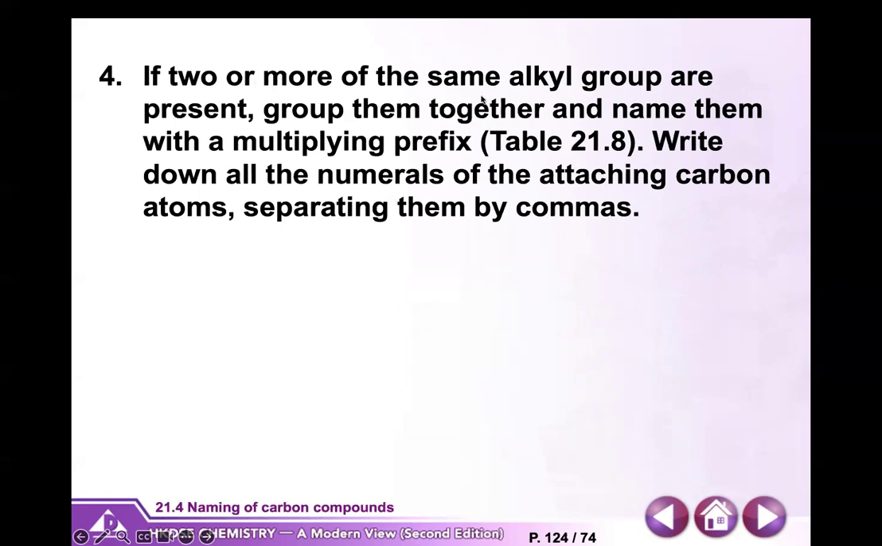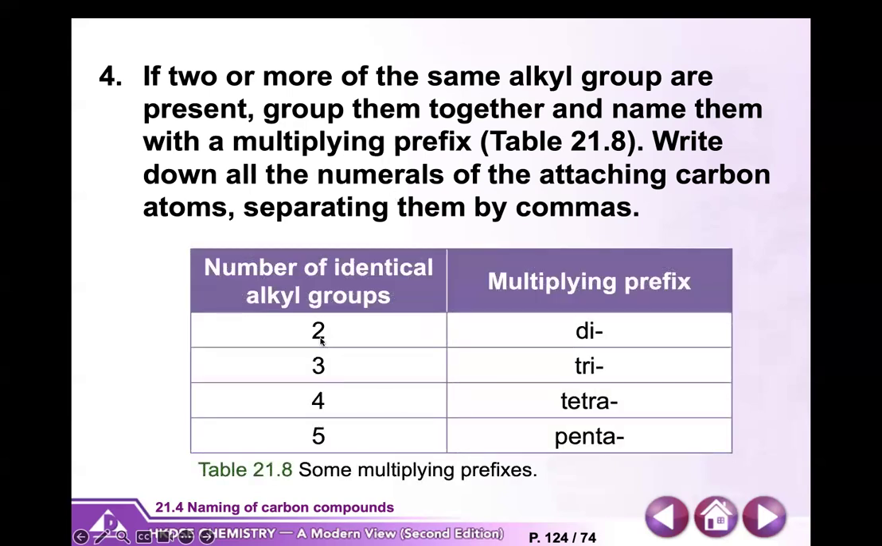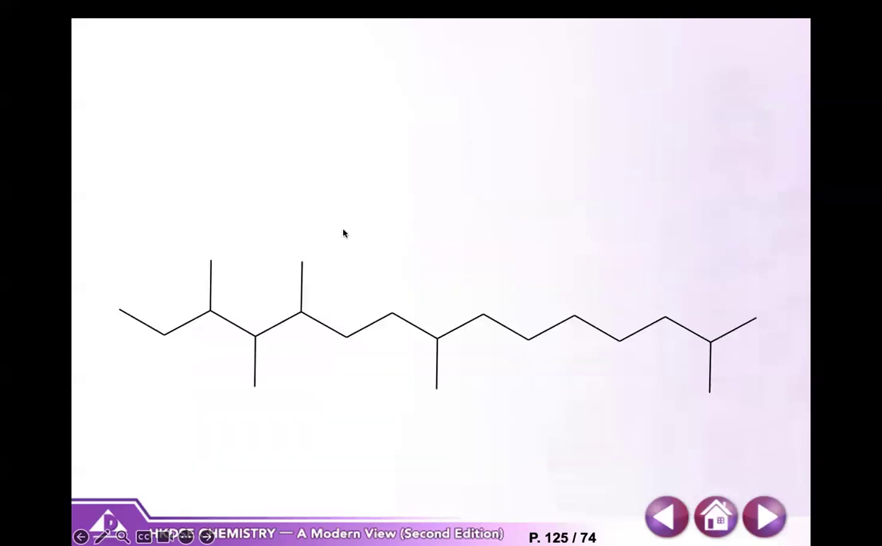And if two or more of the same alkyl group are present, then we need to group them together and name them with a multiplying prefix. For example, if there are 2 identical alkyl groups, such as 2 methyl groups coexisting, then we add the multiplying prefix di, so we will have dimethyl. Or if we have 3 identical alkyl groups, then it will be trimethyl, 4 tetramethyl, or 5 pentamethyl. Write down all the numerals of the attaching carbon atoms, separating them by commas.